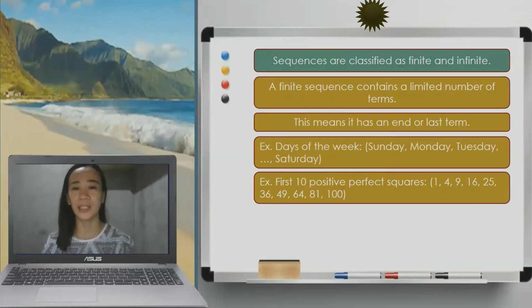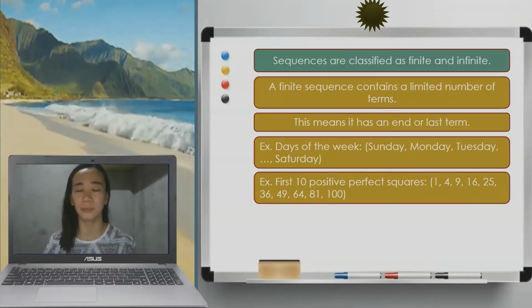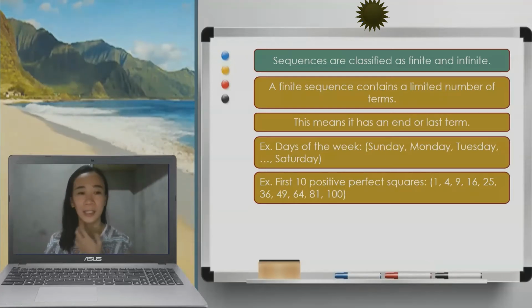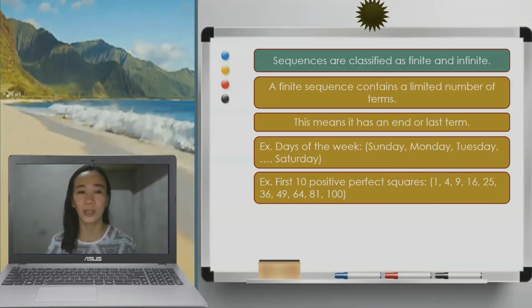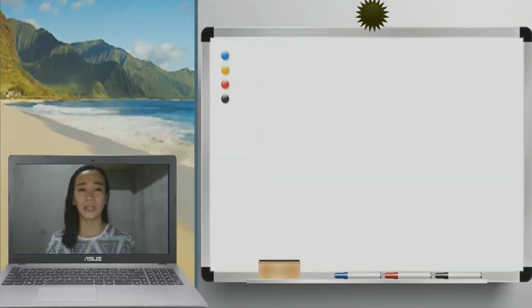Another example is the first 10 positive perfect squares. That is 1, 4, 9, 16, 25, 36, 49, 64, 81 until 100. Because the example just asks for the 10 positive perfect squares, the sequence will have only 10 terms. That's it.